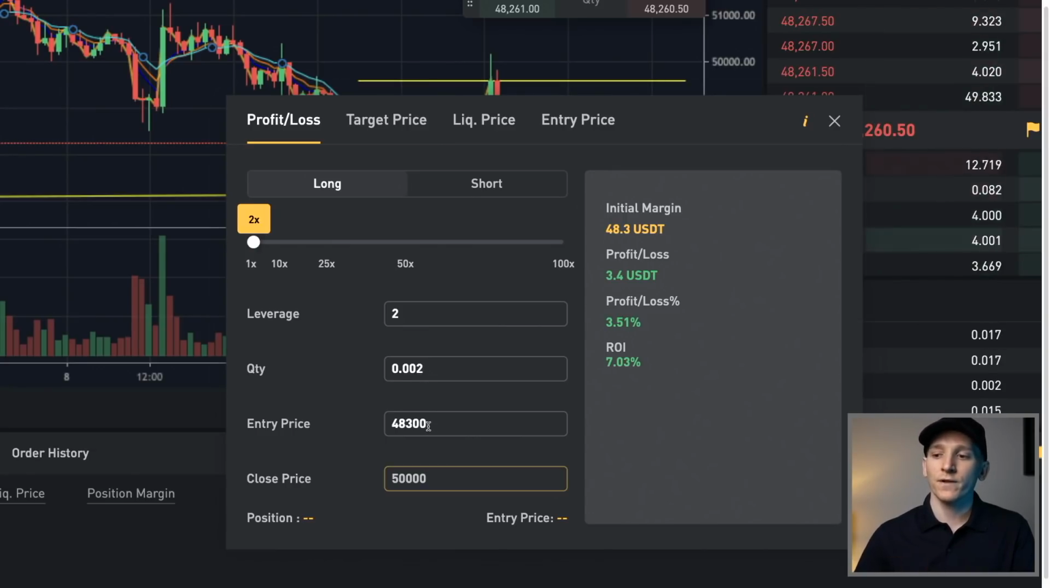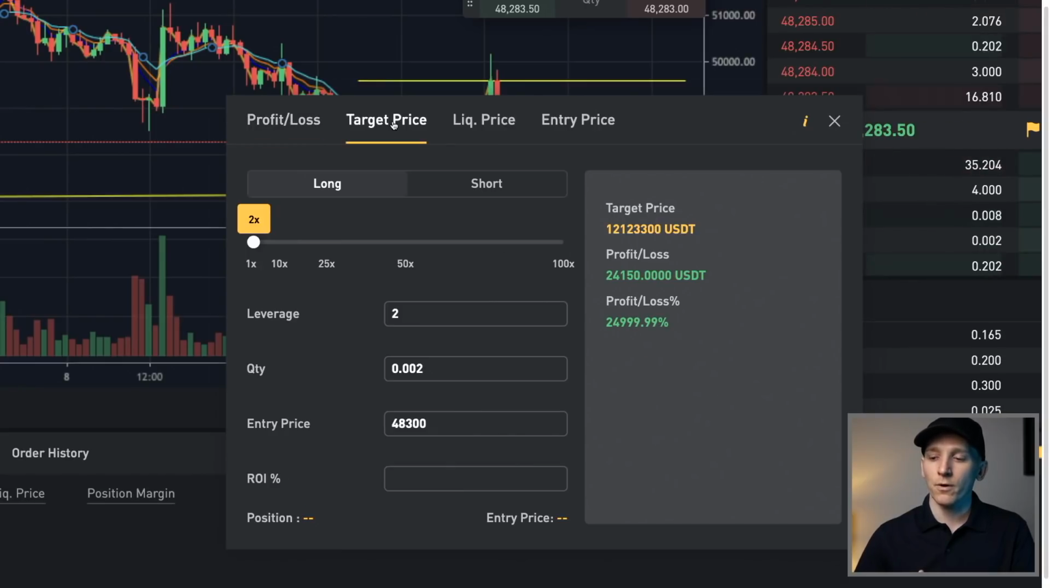If I enter at 48,300 and close at 50,000, how much will I make? You can see my profit here, my profit and loss percentage, and ROI. If you go target price, what you can do is a percentage ROI, right? So let's say percentage ROI is like 20% or something. It will tell me where the price has to get to if I want to make 20% on my trade. That target price is 53,000. So if I say, right, I want to enter a trade now, I want to make 20%, it's going to tell you what target price to actually set your sell order at. If you're going long, you can change that for long and short.